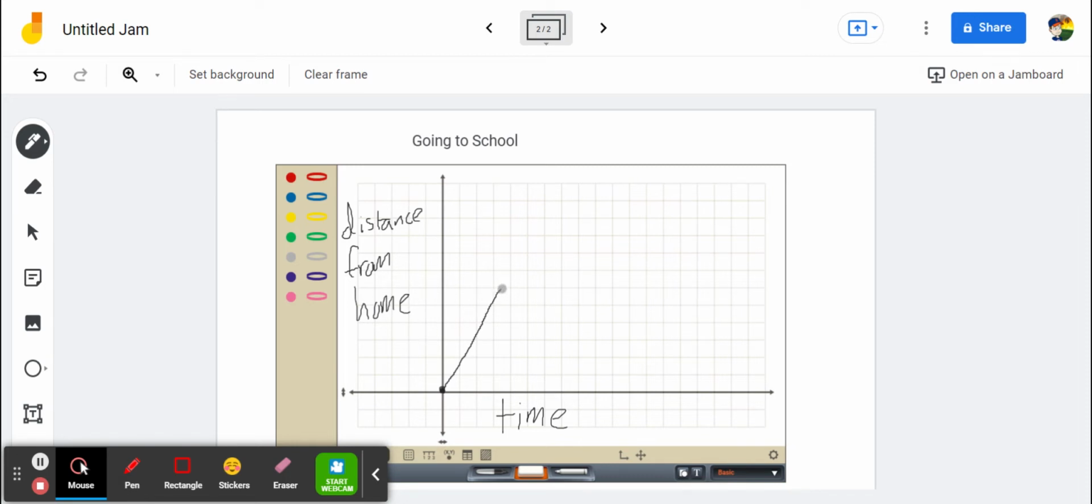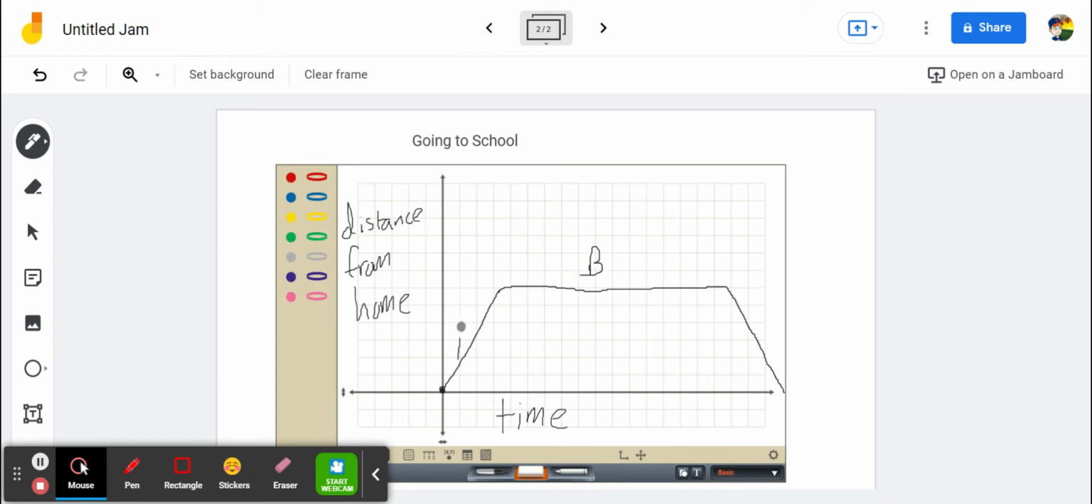Then you get to school. Then you stay at school. So your distance from home stays the same all day long. And then at the end of the day, you return home. So again, you should be going about the same rate down all the way back until your distance from home gets to 0.